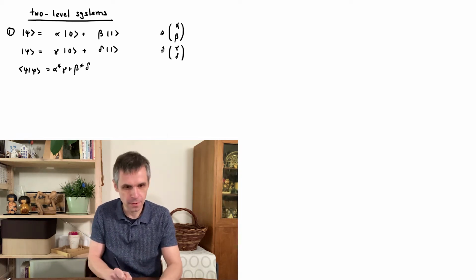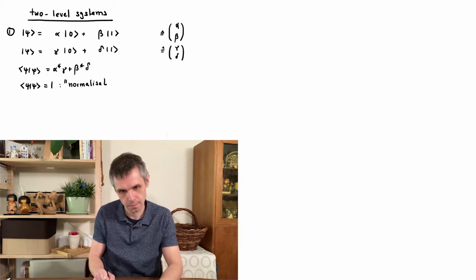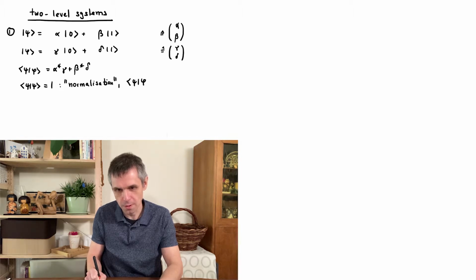And when we later want to work out probabilities, it is convenient to normalize our states. So we have this condition for normalization. And we can again define what it means that 2 vectors are orthogonal to each other, namely that this scalar product here just vanishes. So this would be just this scalar product here.